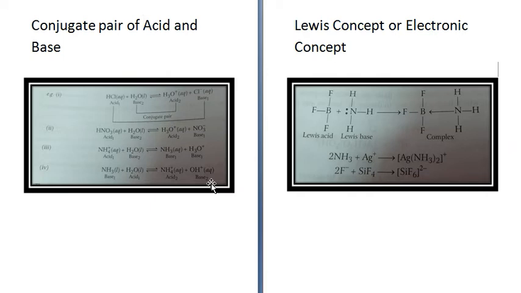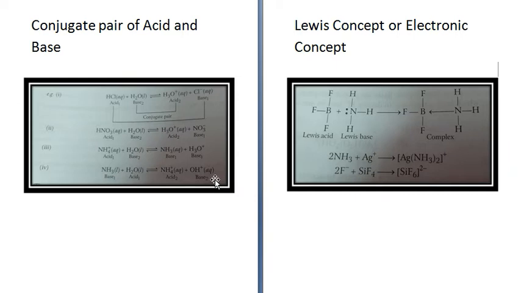Now there are some limitations to this concept also. It fails to explain the reaction between acidic oxides such as CO2, SO2 and basic oxides such as CaO, BaO, etc. It fails to explain the acidic character of AlCl3, FeCl3, etc.